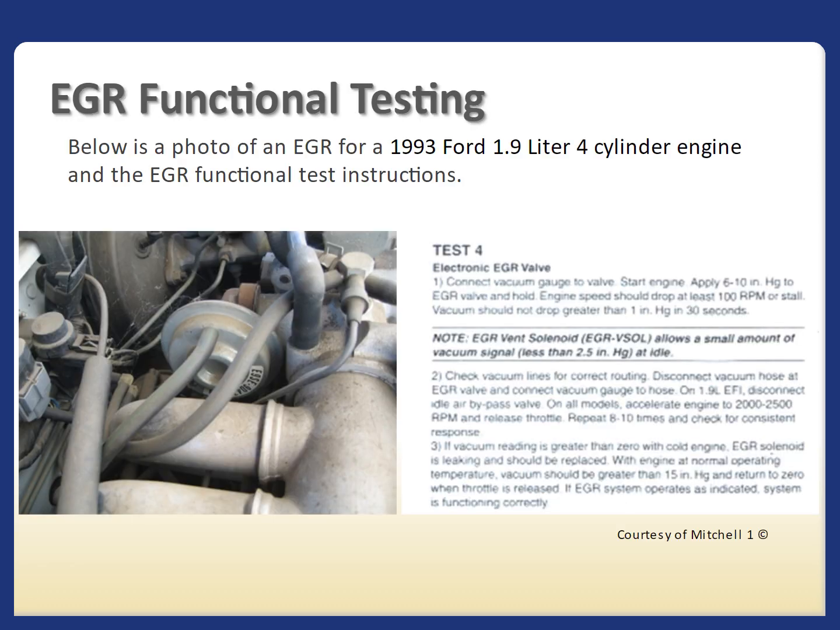The ECS guide indicates that test procedure number 4 is the proper EGR test for the California certified 1993 Ford 1.9-liter four-cylinder engine. The text on the right is from an ECS guide, explaining the EGR functional test procedures for this vehicle.